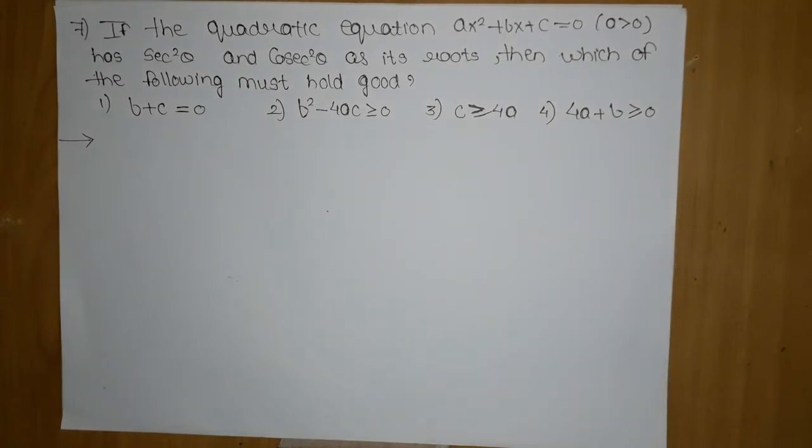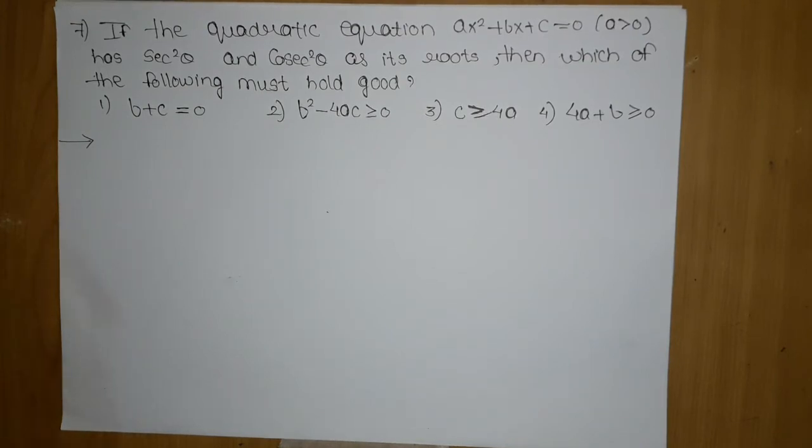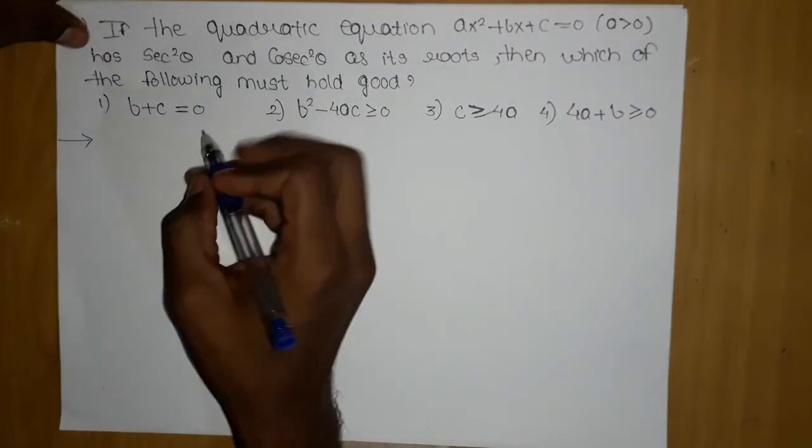If the quadratic equation ax square plus bx plus c equal to 0, where a is greater than 0, they have specified, has sec square theta plus cosec square theta as its root, then which of the following must hold good? Now your trigonometry should be sufficiently strong, then you will come to know one extra condition which you should know to solve this question, which will make your job easier, which is like this.